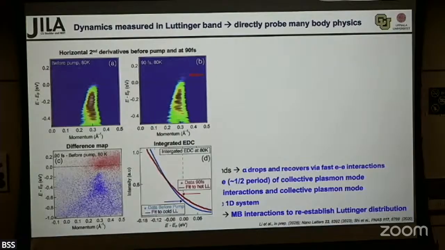Yes, but I had to show you the picture first. This is the same sort of thing, started at 80 Kelvin, before the pump. This is after the pump. There's our electrons in the excited state. We wait for 90 femtoseconds because we have to wait for the electrons that are excited into a different band to go back to the Luttinger band. Then this is just a fit to show that we fit a Luttinger really. This is a really good Luttinger liquid for all the regimes we explore. It's a really good fit.